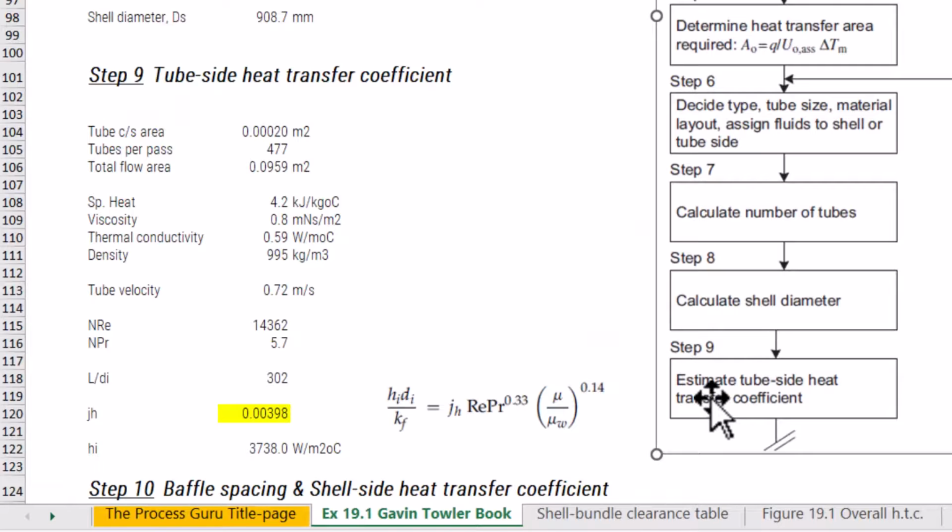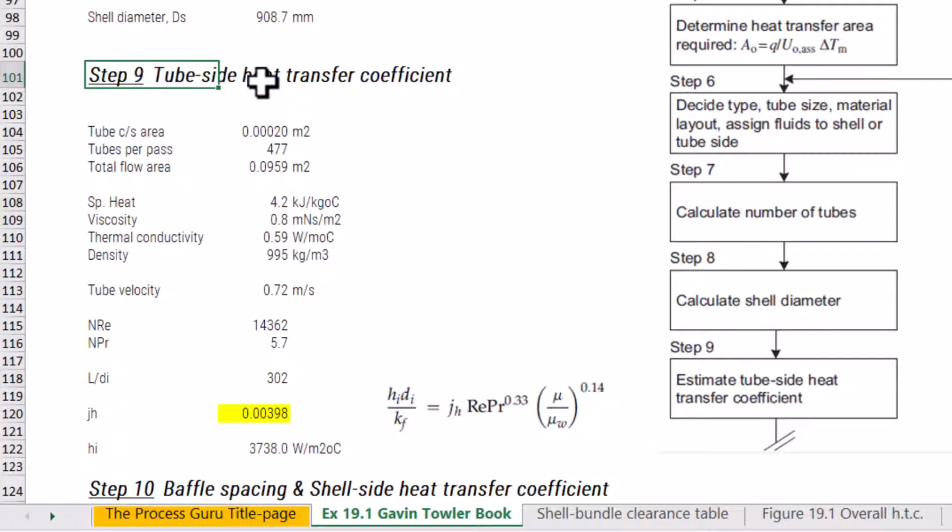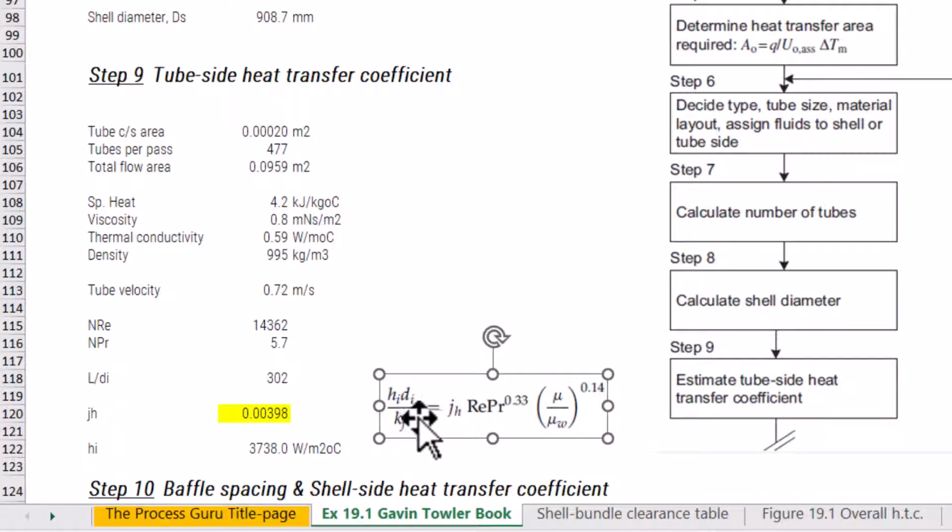Now coming to step number 9. Here we need to calculate the tube side heat transfer coefficient. So this is the section, step number 9, tube side heat transfer coefficient. In this section, we would be using this particular formula. In this formula, we require multiple inputs: the JH factor needs to be known, then Reynolds number, Prandtl number, then the viscosity correction factor. For our preliminary calculation, we can safely assume the viscosity correction factor is just 1. There's no impact of this viscosity correction, and we need to calculate the heat transfer coefficient using this formula.